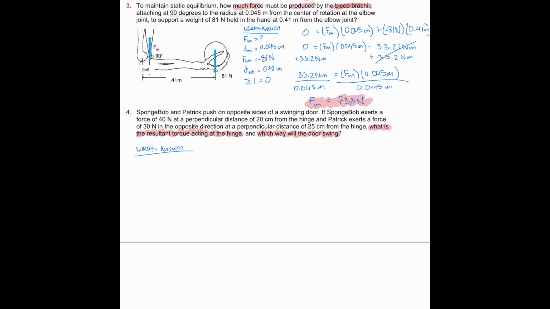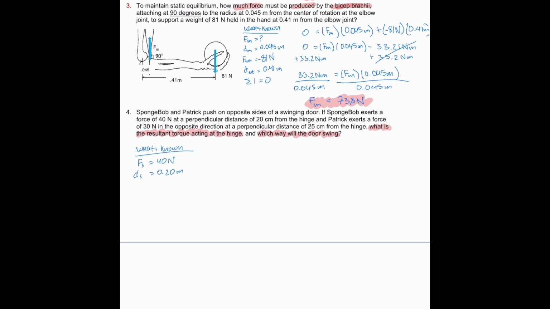In SpongeBob's case here, we know that he exerts a force of 40 newtons. And then what's the distance, the radius, from SpongeBob? This one is 20 centimeters. But remember, we always want to convert centimeters into meters. So 20 centimeters in meters would just be 0.20 meters.